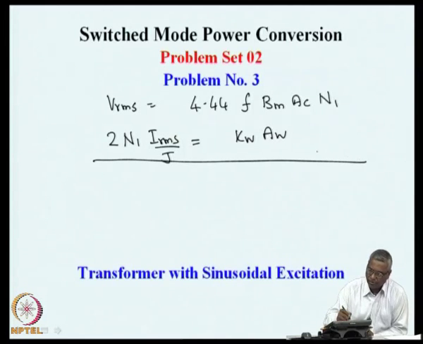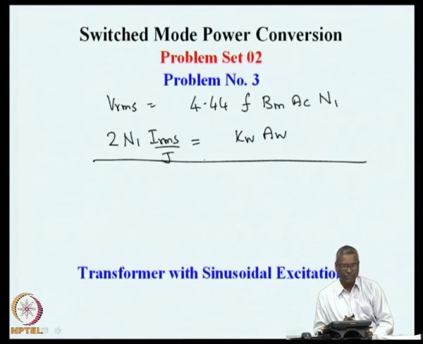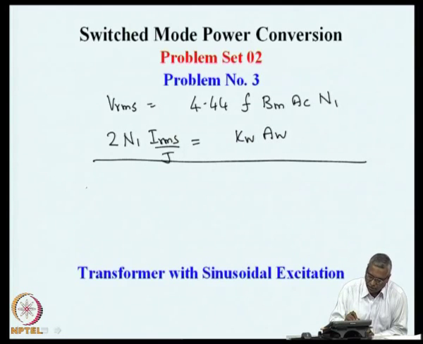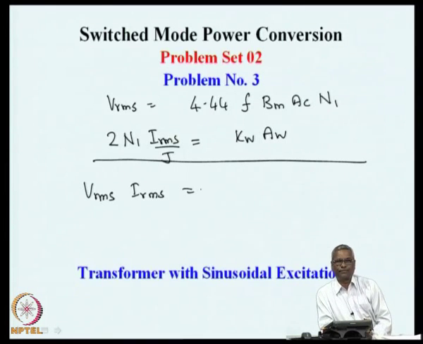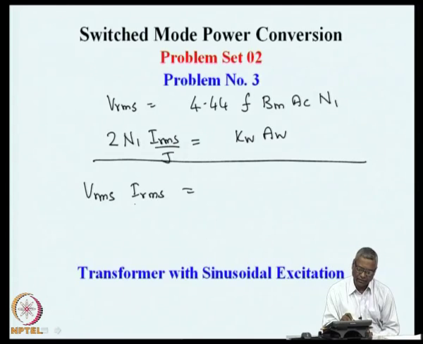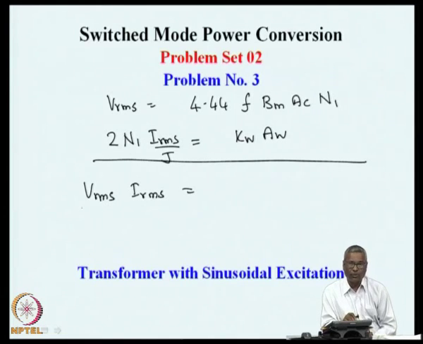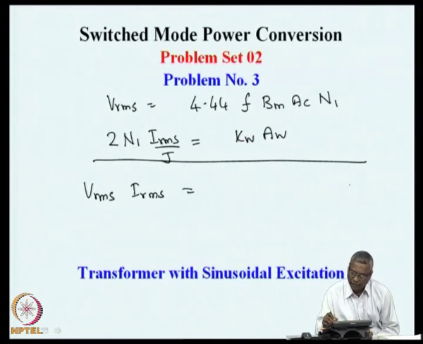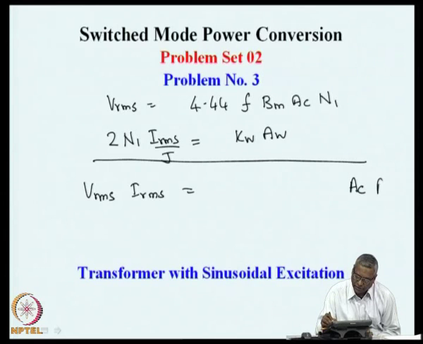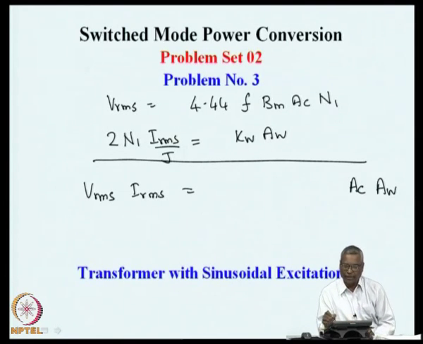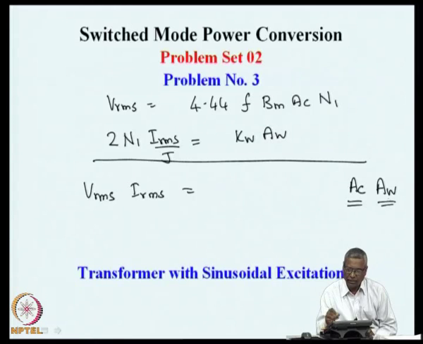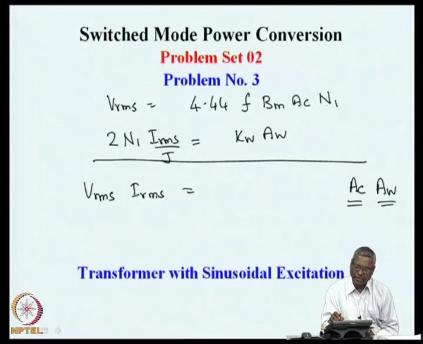So, if you multiply both these equations, you will get Vrms IRMS. This quantity is the VA rating of the transformer, the volt ampere rating of the transformer. It is related to AC AW, the product of core area and window area, these two terms. All the other terms, this N1 and N1, will cancel when we multiply both of them.